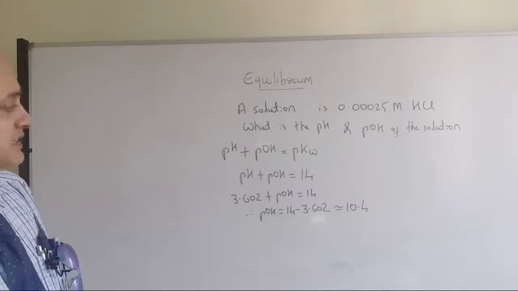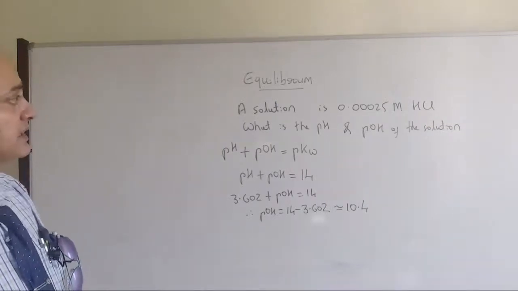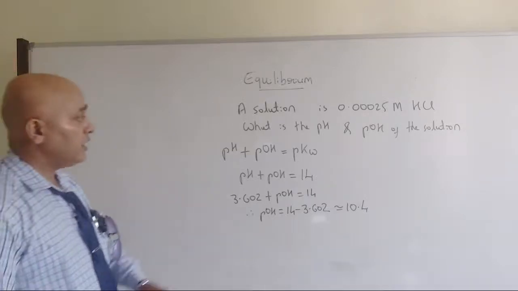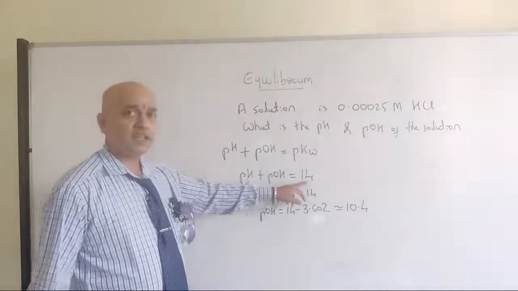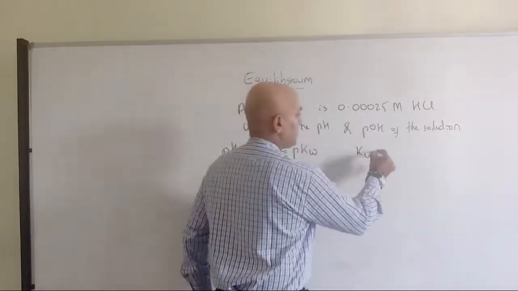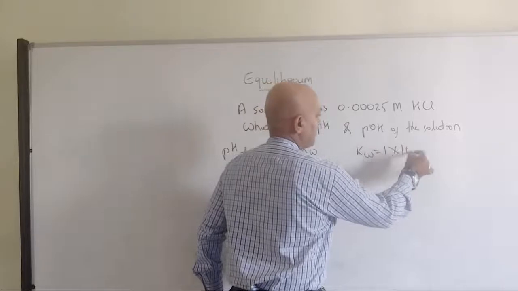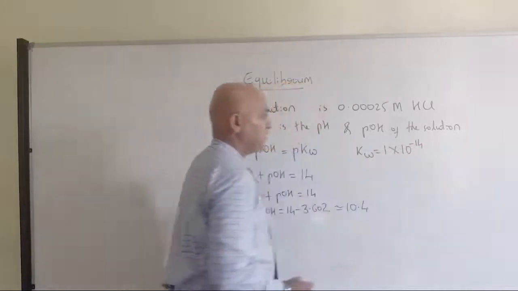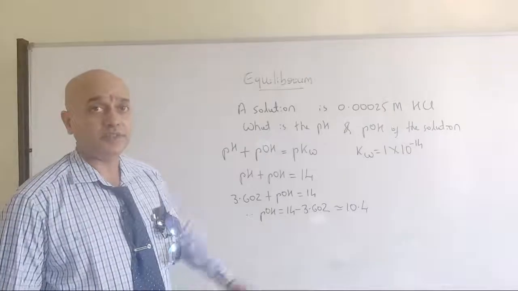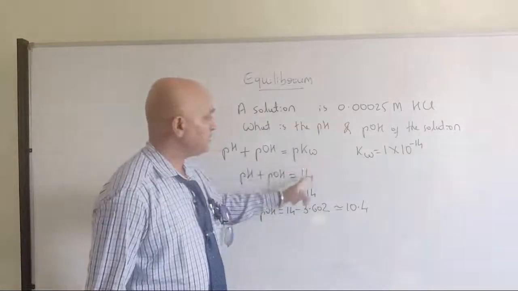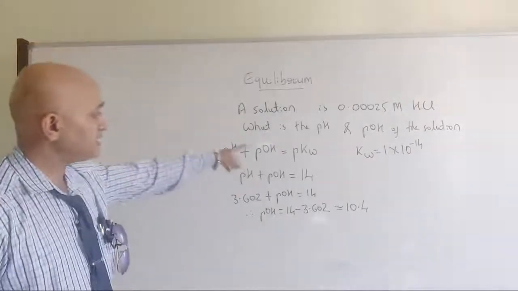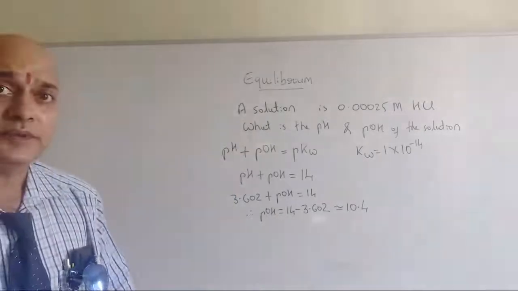Fine. So that's the pH calculation and pOH calculation. How did we get 14? All of you know, right? Because Kw is equal to 1 into 10 to the power of minus 14. So therefore pKw is equal to 14. You should not forget these equations and all. Fine.